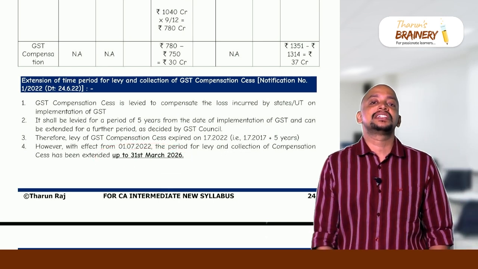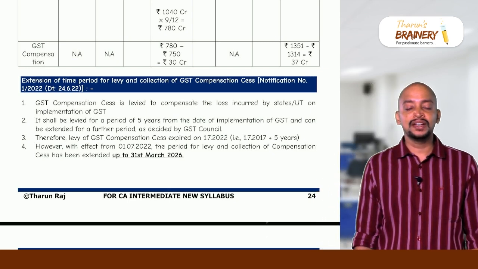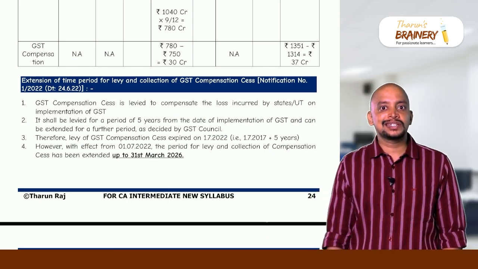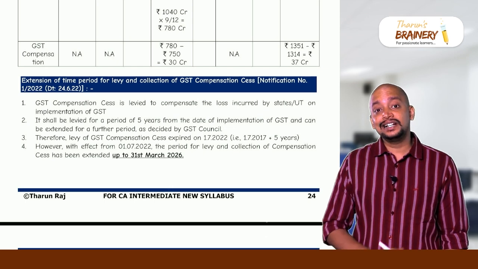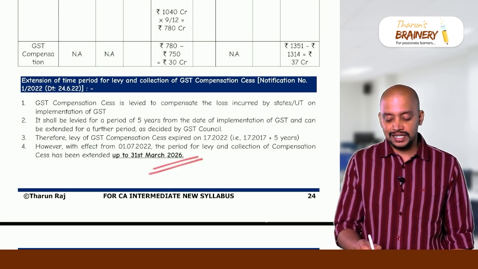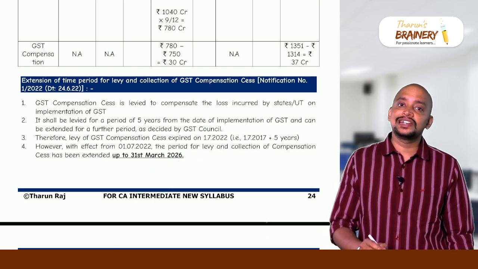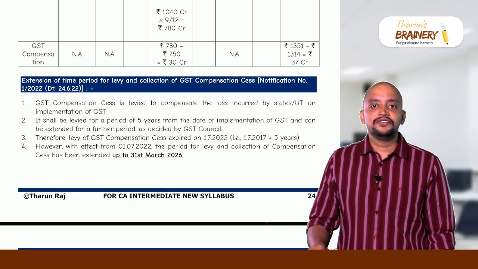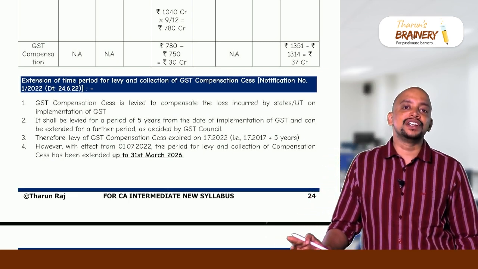You can see that information on the next page, page number 24. So GST compensation cess is extended till 31st March 2026. Sir, will this be the last date? We don't know. We will know this only in 2026.